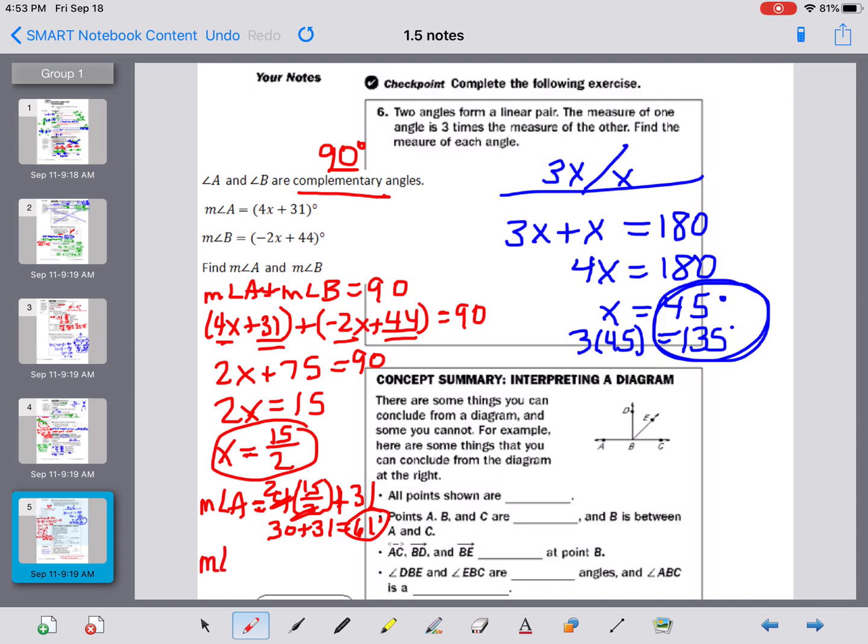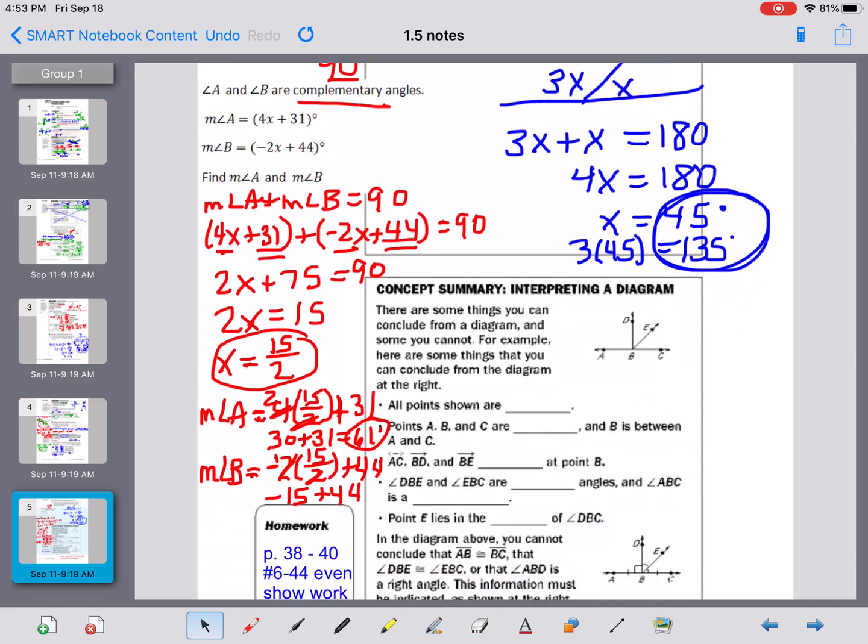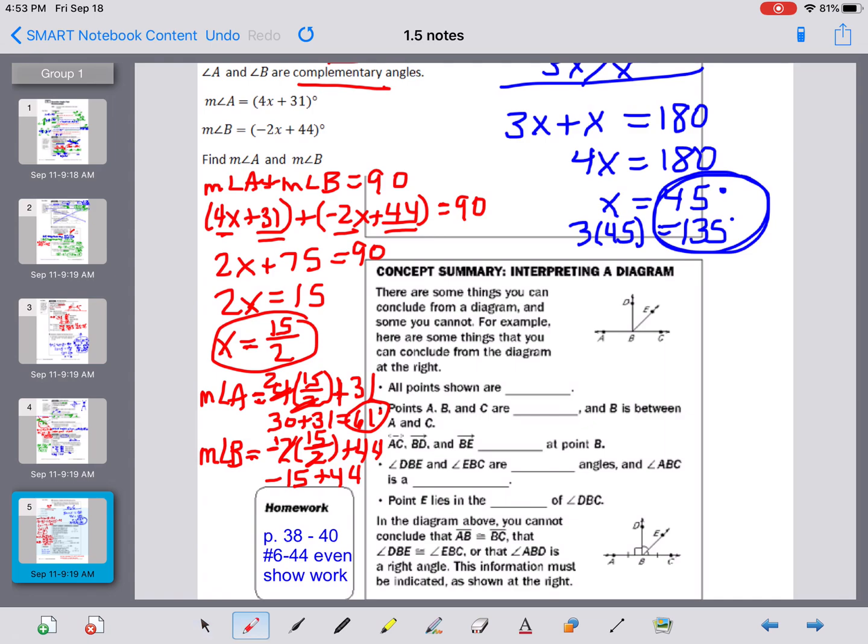For the measure of b, I'm going to do the same kind of thing. I have negative 2 times 15 over 2 plus 44. So again, this 2 and this 2 cancel, makes it negative 1, so I get negative 15 plus 44. A little different to get a negative to work with, but that's the way this one goes. So when we join those two together, we get 29 degrees. And if you think about it, 61 plus 29, does that equal 90? It does. So it makes sense that A and B are complementary.